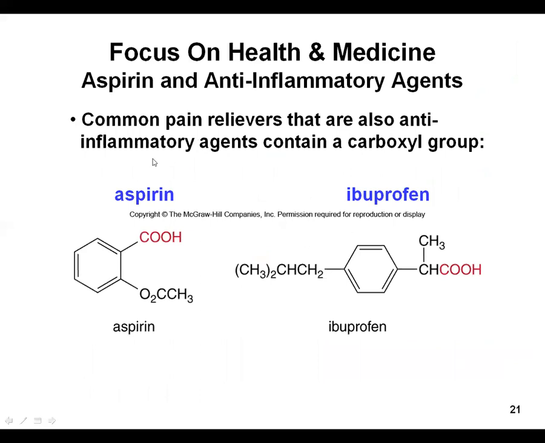Some aspirin and some pain relievers also have carboxylic acid groups. Again, this is a very common way that it is sometimes written in formulas to save space, but a reminder, when you do see that, that refers to the functional group for carboxylic acid, which is this guy here. So that's your functional group right there. Ibuprofen as well, you can see the carboxyl group, the carboxylic acid group, attached there.